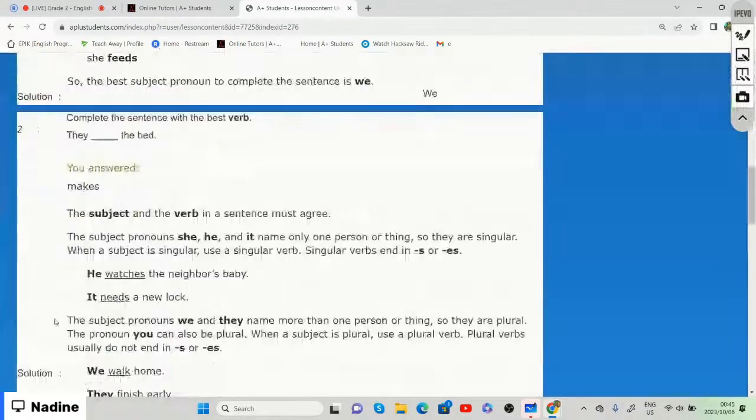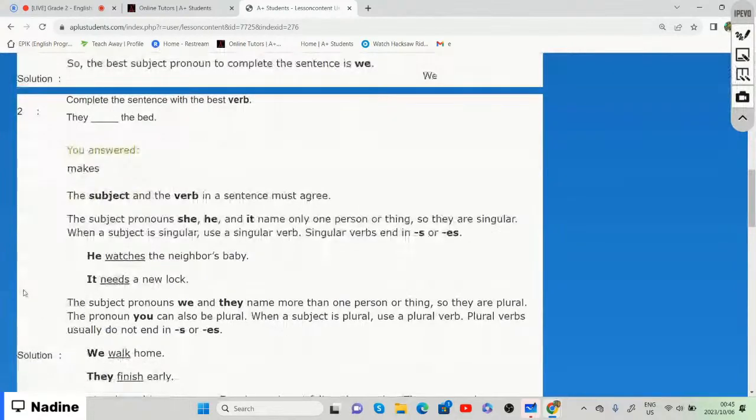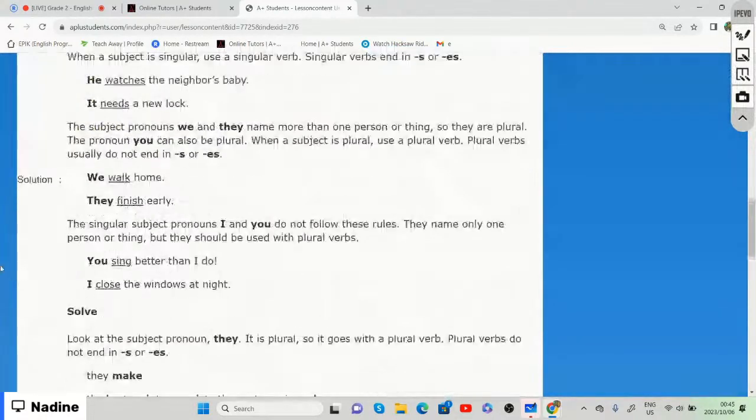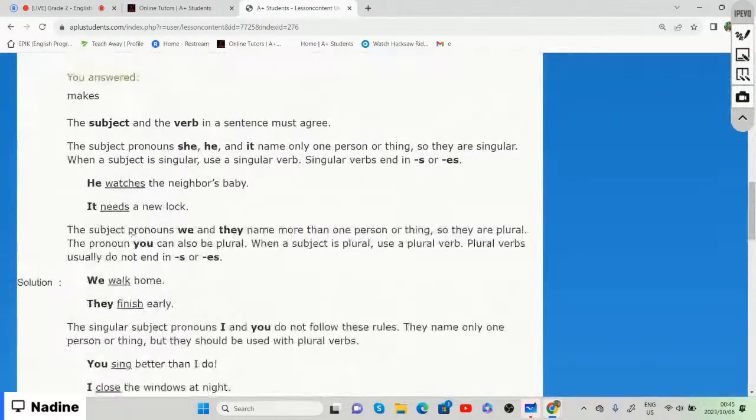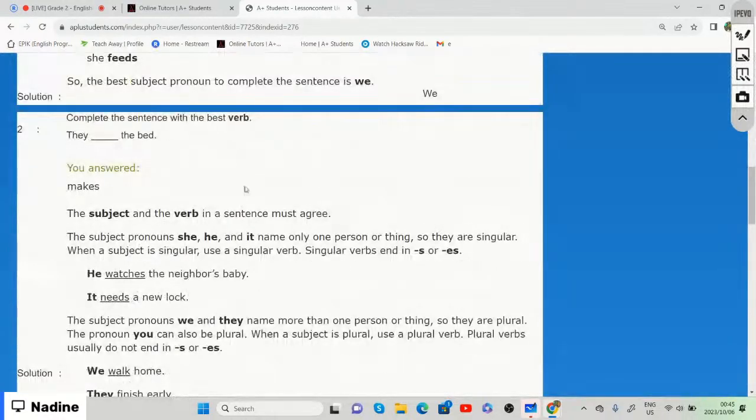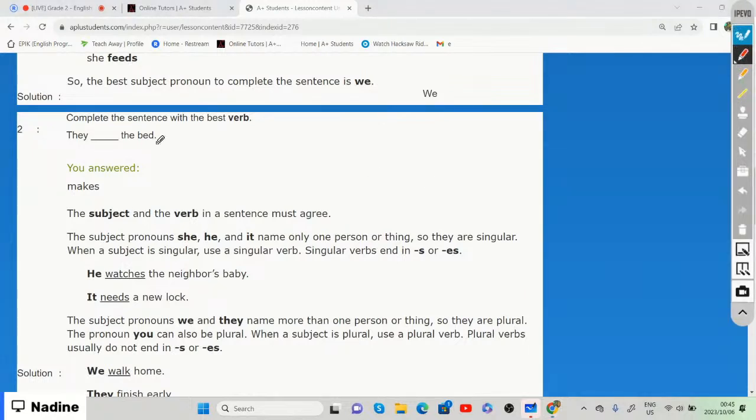So they the bed. We need to select the best verb. Let's just say they wet the bed. Wet sounds right. Wet the bed. And that is a verb. And that's the best possible word that we could think of. They wet the bed.